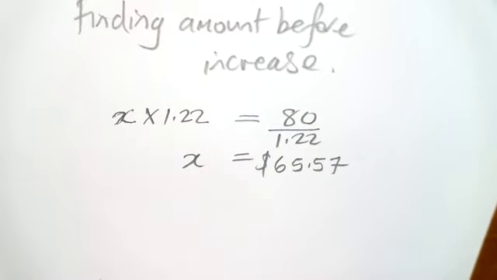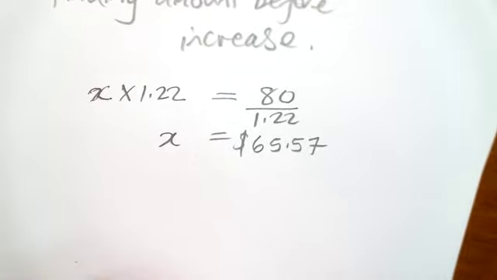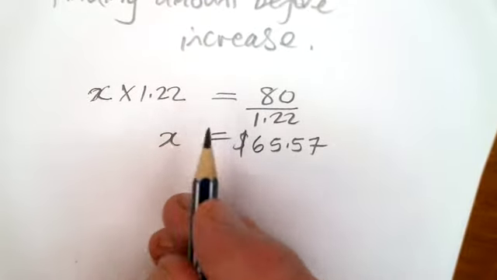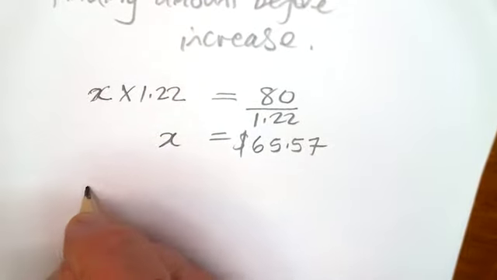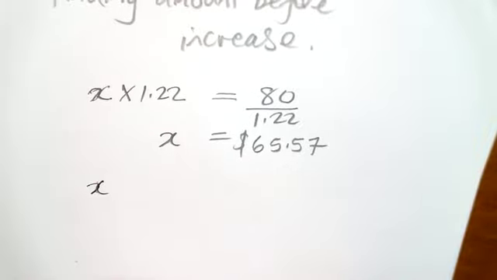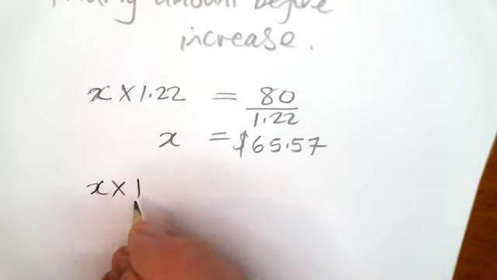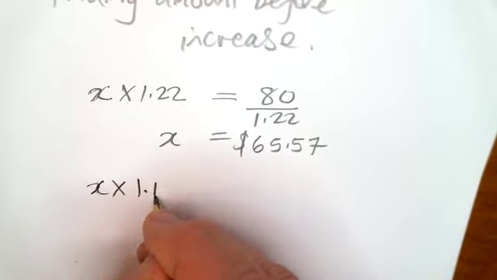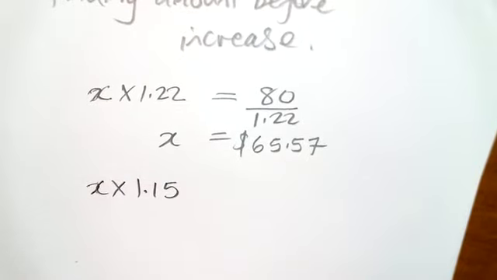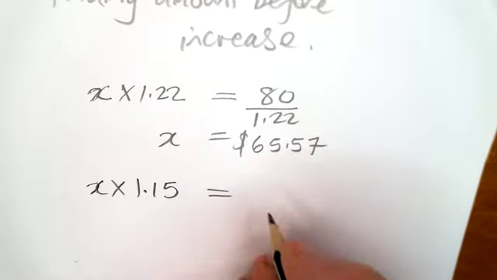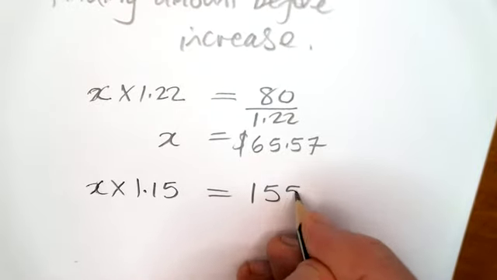So that's how we do this. Let's imagine we had a price, an item, and let's say the item was increased in price by, let's say, 15%. And let's say the end price was $155.